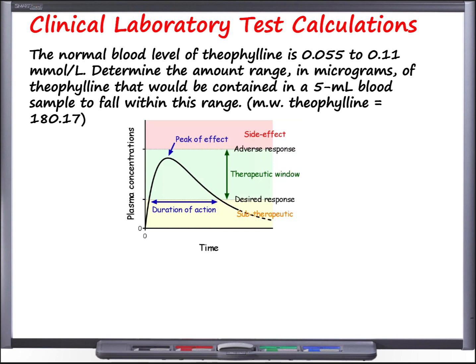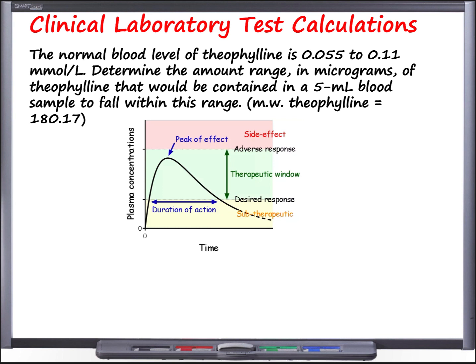All right? So now the question says, determine the amount range, but in different units. In micrograms of theophylline, that would be contained in a 5 milliliter blood sample, to fall within this range. So instead of 0.55 millimoles per liter, what would the low level be if we express it in micrograms per 5 milliliters? Same thing with the upper. What would the concentration be instead of 0.11 millimoles per liter? What would that value be expressed in micrograms per 5 milliliters?